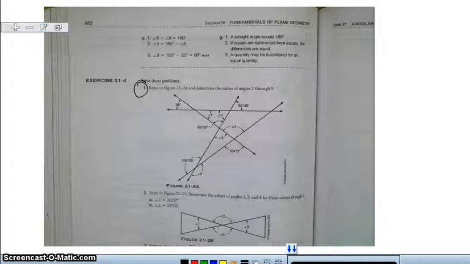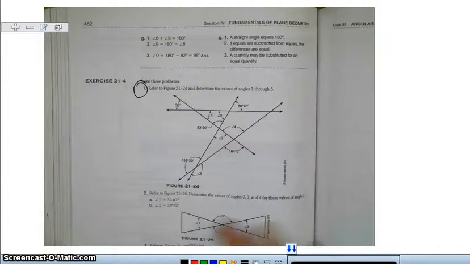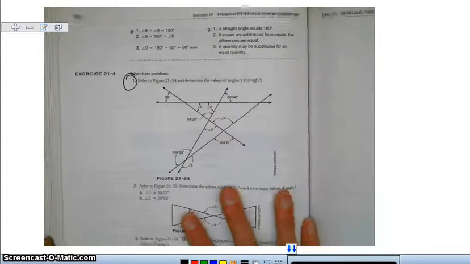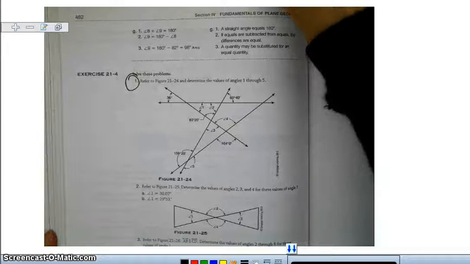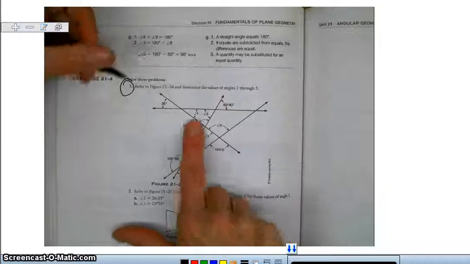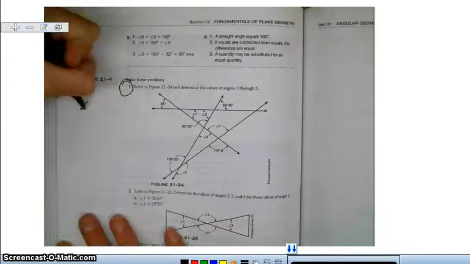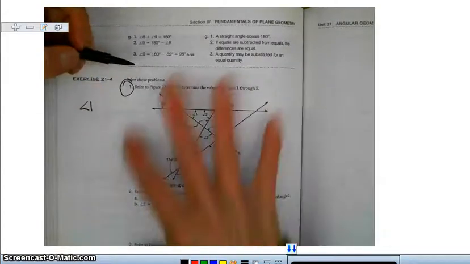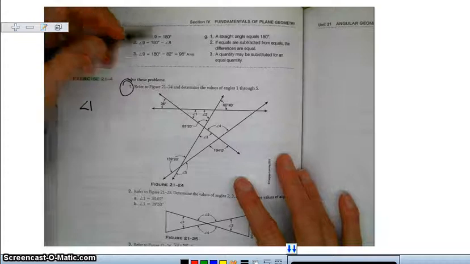And what we want to do is determine the values of angles 1 through 5. And this is where we've got to use all the corollaries and theorems, the blue things. So we're going to find the measure of angle 1. If I look at it, this is a big picture and it can be really confusing, but it's not that bad.